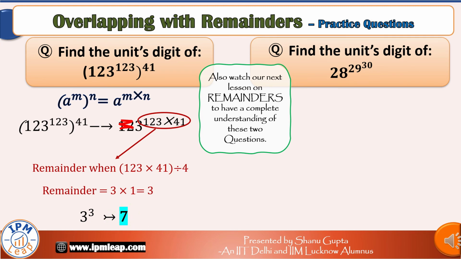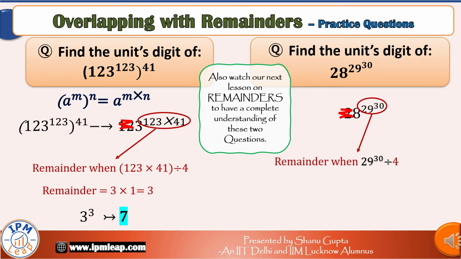Next question is, find the units digit of 28 raised power 29 raised power of 30. Ignore the tens digit in the base, which is 2. Now the base is 8. Again, it has a cyclicity of 4. So we need to divide the power by 4 and the power is 29 raised power of 30.